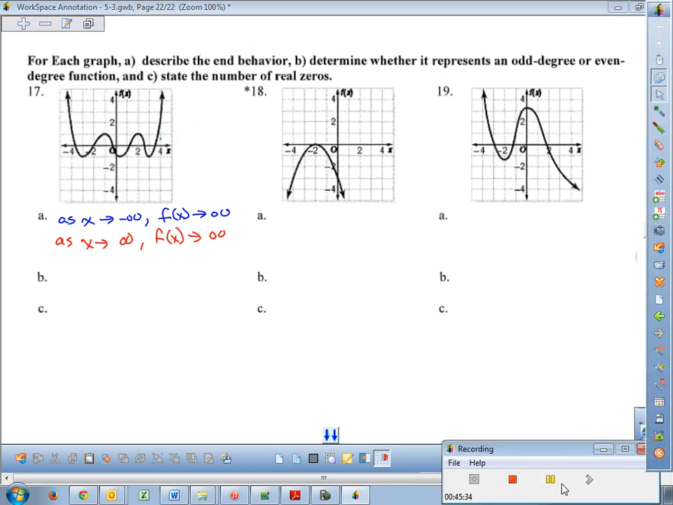What's part B ask us to do? Even degree or odd degree? You can tell by which way the arrows are pointing. Will this be an even degree or an odd degree? Even degree, because they're going the same way.